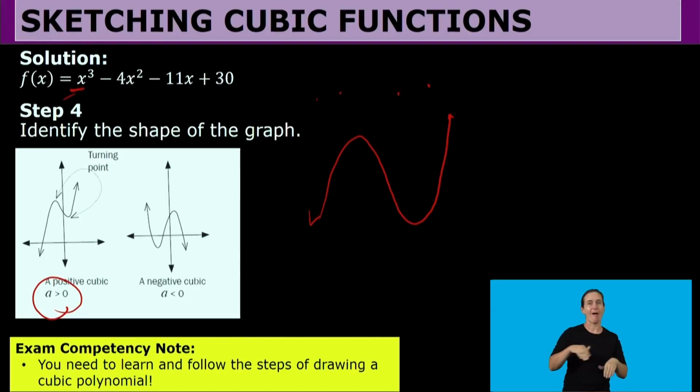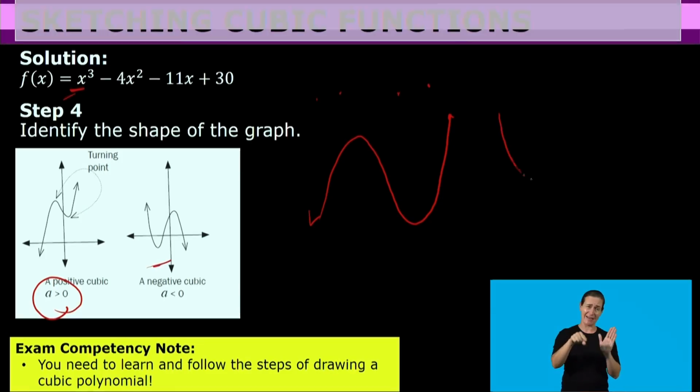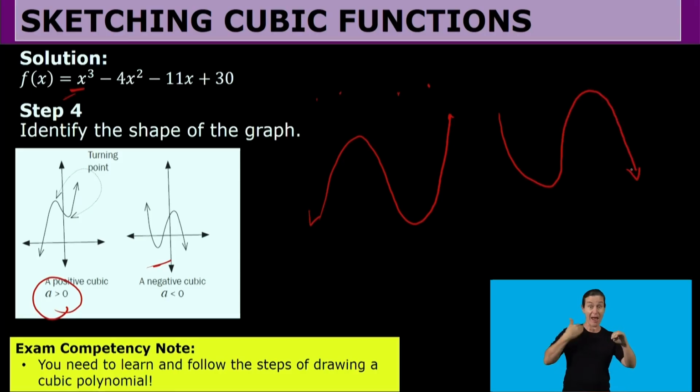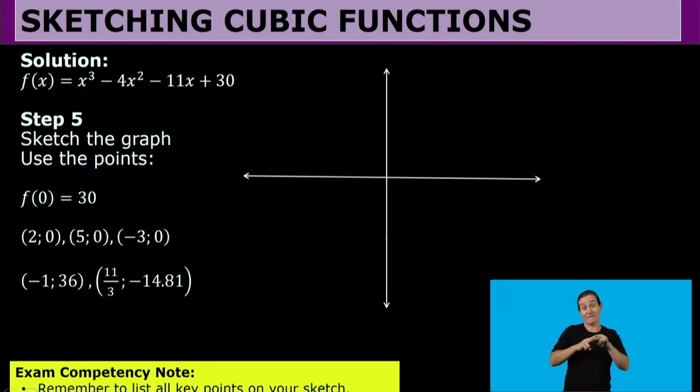If A was negative, then you have a graph that starts off happy but ends up sad. Another word for happy and sad. So we've got minimum, right? And maximum. So it has a minimum turning point followed by a maximum turning point when we have a function where a is less than 0.